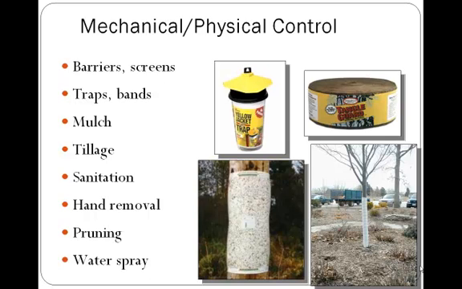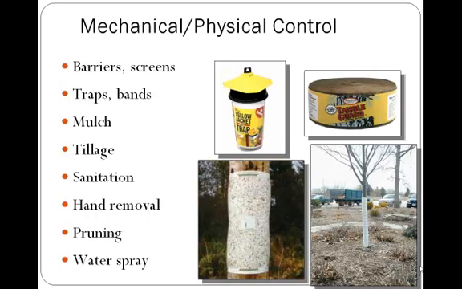Mechanical physical controls. Barriers and screens are one of my favorites. So these are some products that you could push instead of pesticides. Like floating row covers, for instance. Screens and barriers. I mean, what a great way to keep, like, cabbage moth off your vegetables, right? It's just a physical barrier between your plants and the pest.